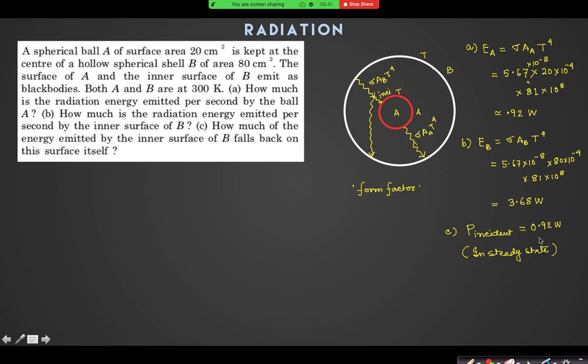Yes, sir. So if this is the incident and it is the total emission by B, what is the extra amount that is falling back, the power back? Power back is equal to only the difference, 3.68 minus 0.92 watt, right? So that is 3 times of this one, so 2.76 watt.